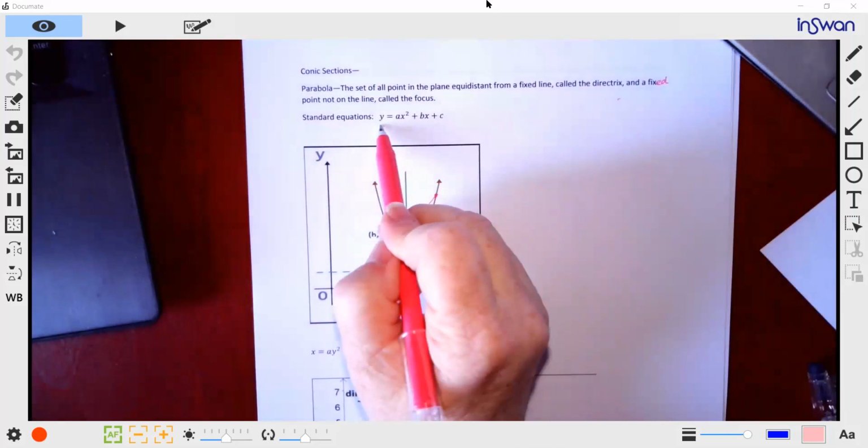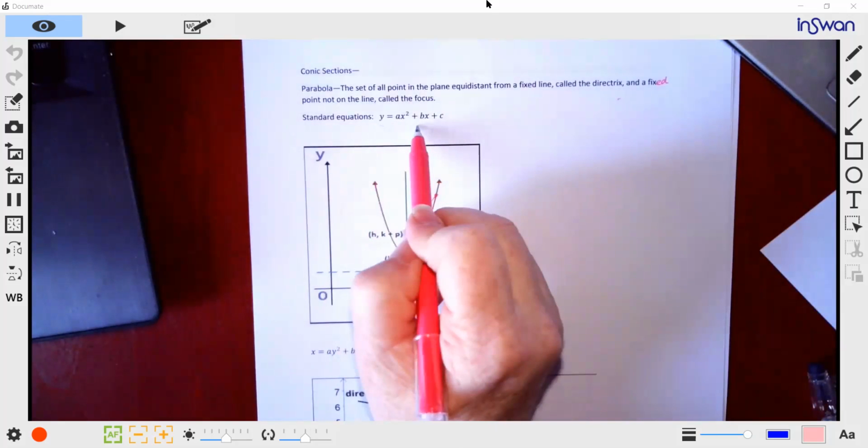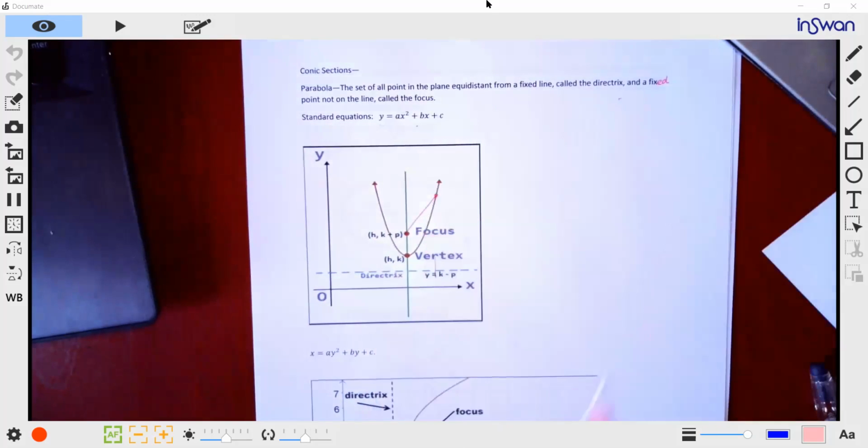In general, the equations of parabolas are just like you remember: y equals ax squared plus bx plus c. It's just that you probably haven't had to find the focus and the directrix before. Now, if you can find the vertex and either the focus or the directrix, you can figure out everything there is to know about a given parabola.